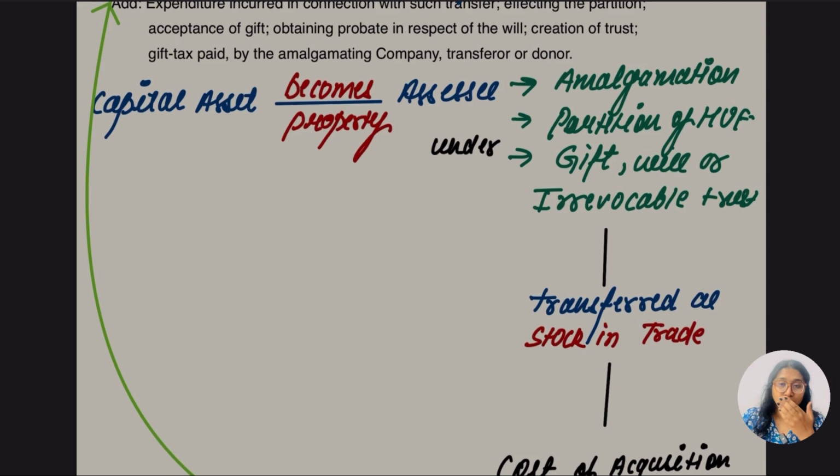Now we have to find out what is going to be the value here, what is going to be the cost of acquisition here, as it was not the asset of the SSC earlier. Either it is taken by the SSE under amalgamation or partition of HUF or gift, will, irrevocable trust, and it is transferred in stock in trade.